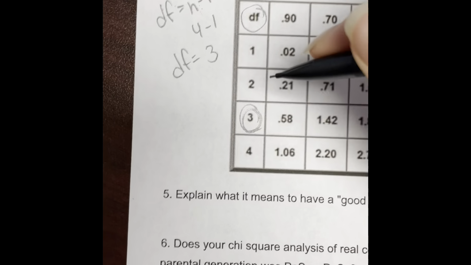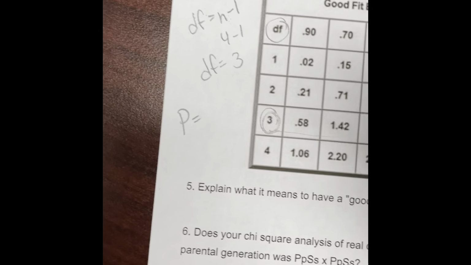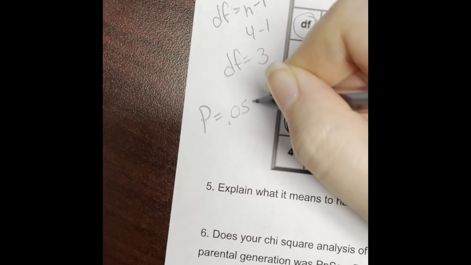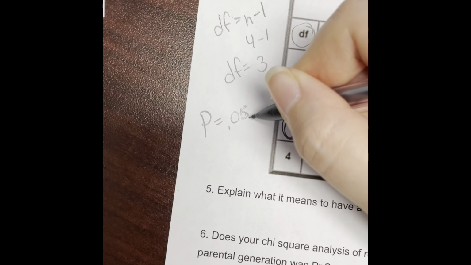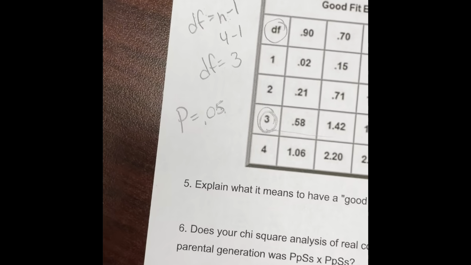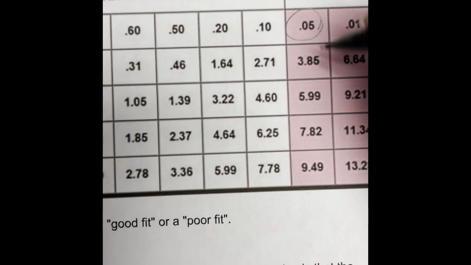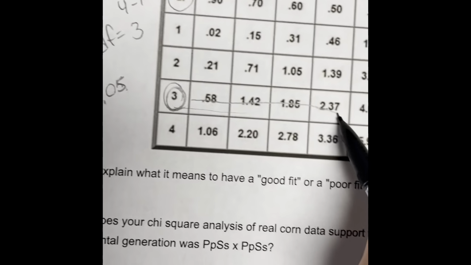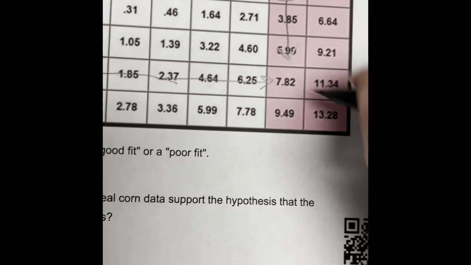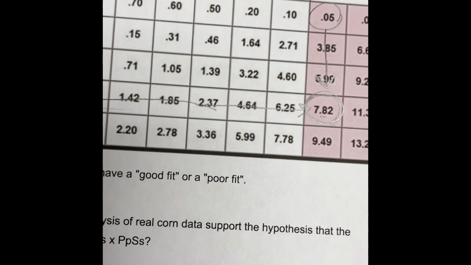So I'm only going to be looking at this row right here. Next, I need to find my probability, and for our purposes, probability is always 5%. That just is telling us how specific we want our answer to be, and we want our answer to be within 5% of the tail. So we're looking at the 5% column. If we go all the way down the 5% column and all the way across the degrees of freedom column, we end up with our critical value, which is 7.82.